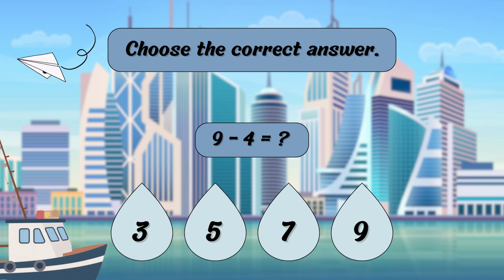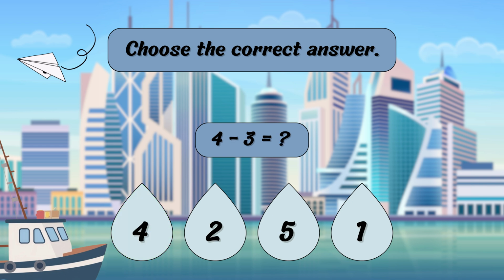Choose the correct answer. 9 minus 4 equals? The answer is 5. 9 minus 4 equals 5. Choose the correct answer. 2 plus 7 equals? The answer is 9. 2 plus 7 equals 9.